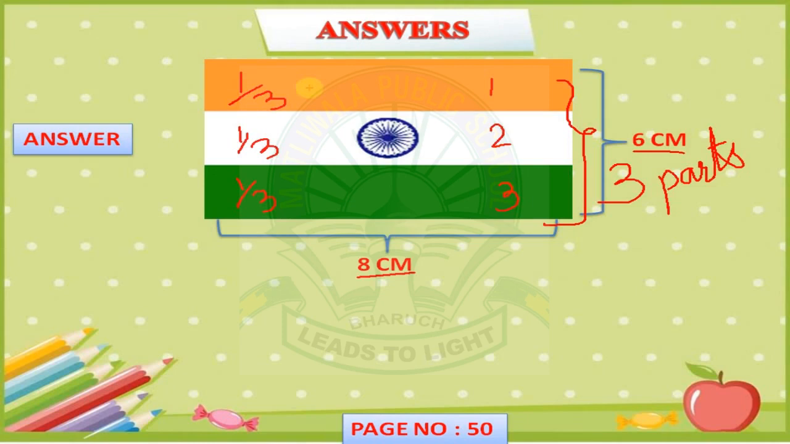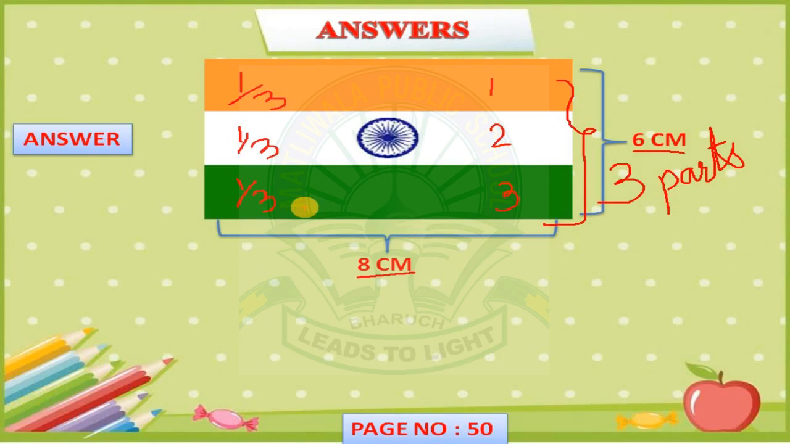Suppose in the exam you are asked, in our national flag, tell me what portion is of orange color. So what will we give as the answer? Sir, in our national flag the orange color is 1/3 portion. Clear? Understood? In the same way, the white color is also 1/3 and green color is also 1/3. So this is our national flag.